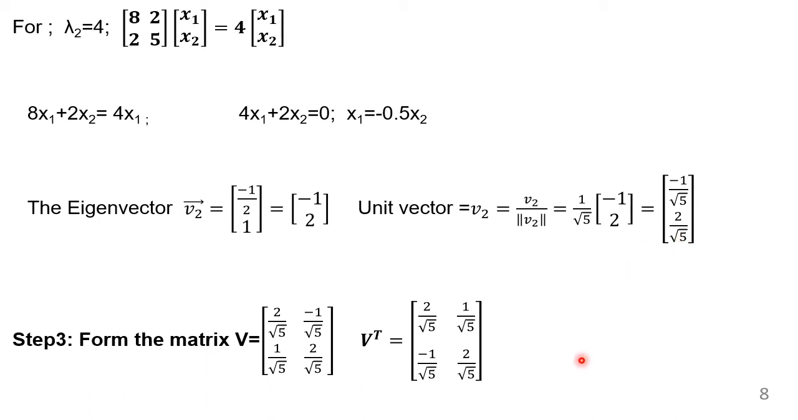So once we know these eigenvectors, we can form the matrix V, which is called the right singular vector matrix. It is [2 by root 5, -1 by root 5; 1 divided by root 5, 2 divided by root 5]. This is V1 and this is V2. Let us take the transpose of this. We get [2 by root 5, 1 by root 5; -1 by root 5, 2 by root 5].